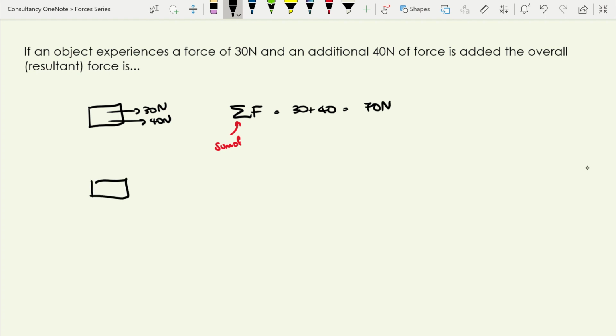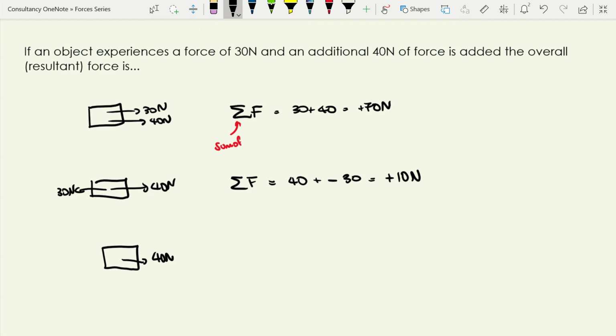Now let's do this one here. So let's have 40 that way, and let's have 30 that way. So the sum of our forces here is going to be 40 plus minus 30, which just gives us plus 10 newtons there. So you can see here, we haven't just added those numbers together. So depending on the scenario, the sum of the forces or the resultant force is actually different. So those are the two simple ones. Let's now show you another one.